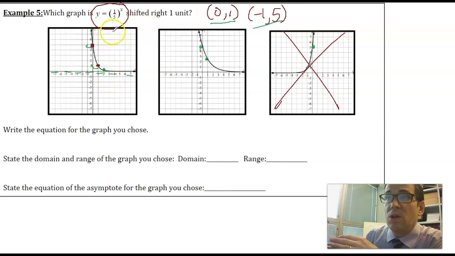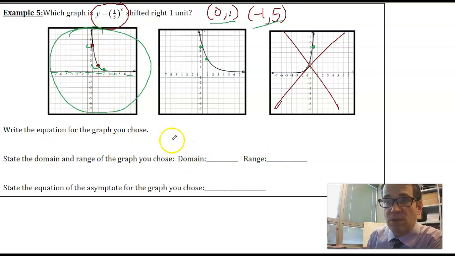So, knowing that this would go through (0, 1) and (-1, 5), and this graph seems to have those 2 points shifted over, this is the graph I would select. As far as the domain and range goes, the nice thing about these is that the domain is always all real numbers. The reason is that if I go to the right and I go to the left, even though this looks like it doesn't ever go past negative 1, these graphs do continue to go to the left or the right forever.